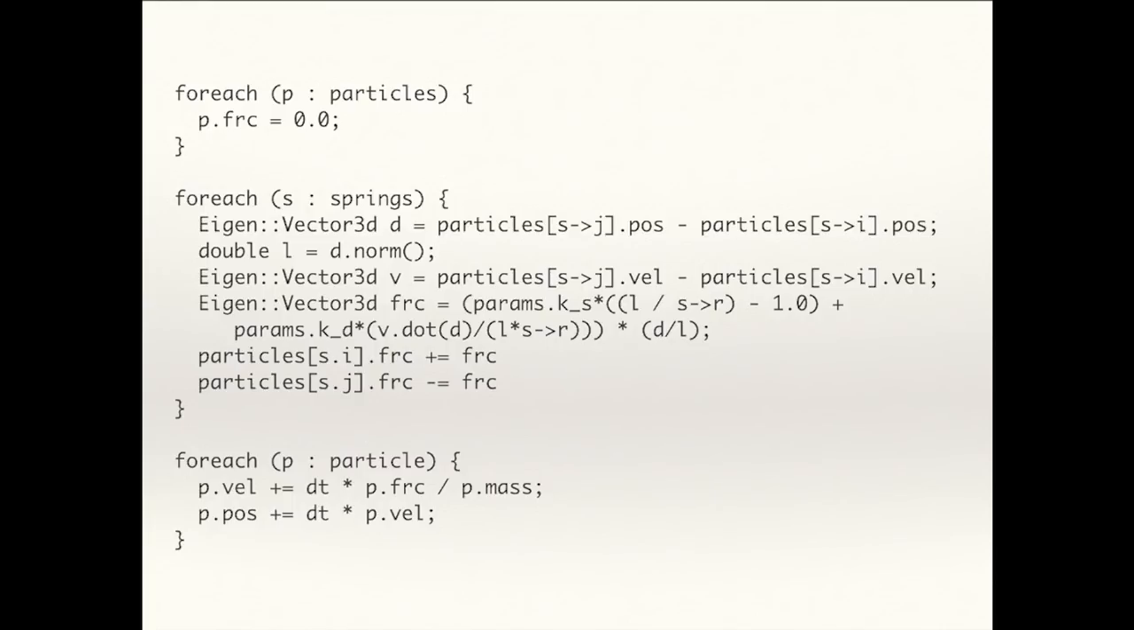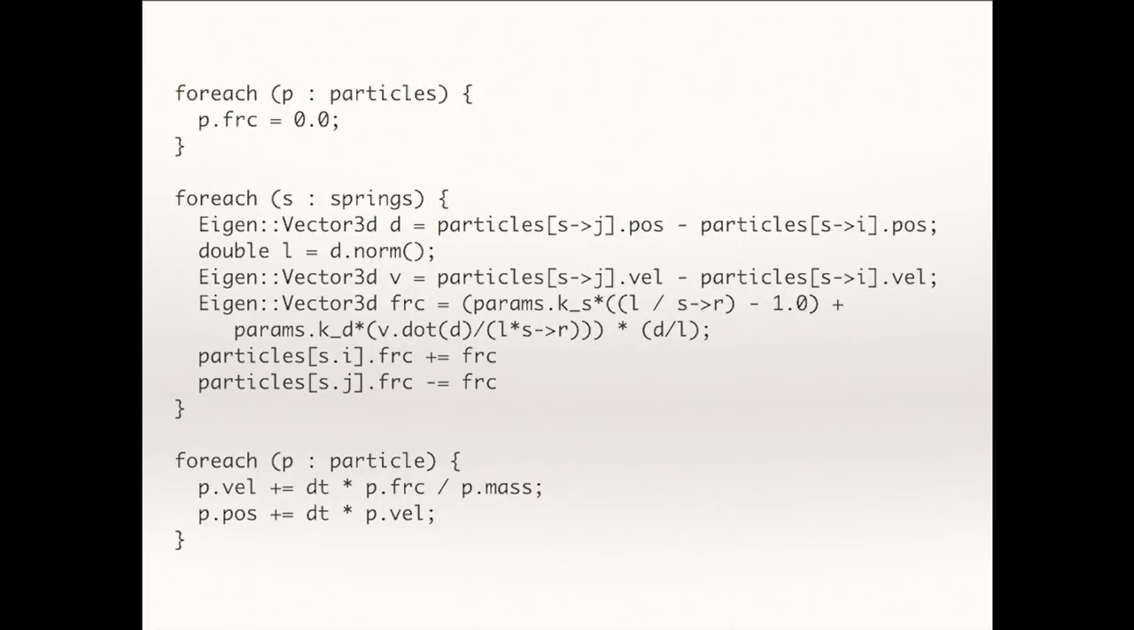So just like before, we have a loop over all of the particles, updating the forces, setting the forces to 0, and then for each spring, we loop over all the springs. We compute the direction for our spring, then we compute the length of our spring, then we compute the difference in our velocities, and that's all we need to compute the forces.